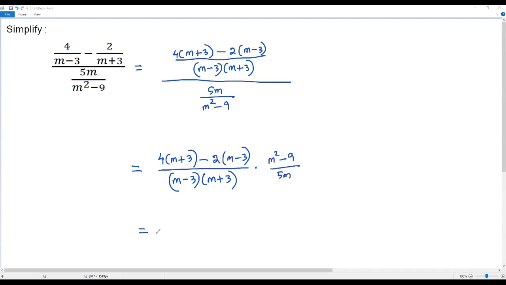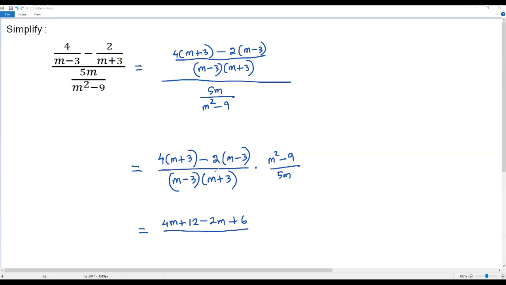Now let me continue the next step. In my next step, I'm going to simplify the expression we have in the numerator. For that I have to distribute this 4 to this m and positive 3, and I have to distribute this negative 2 to this m and negative 3. So when I distribute this 4 to m and positive 3, I'm getting 4m + 4 times 3 is 12. When I distribute this negative 2 to m, I'm getting -2m. When I distribute this negative 2 to negative 3, I'm getting positive 6.